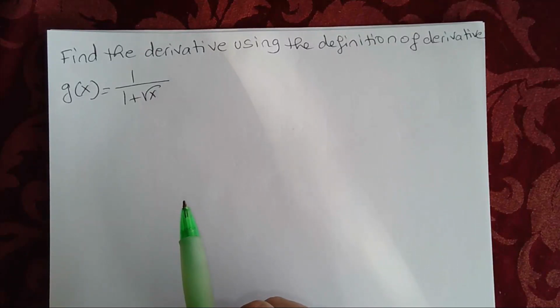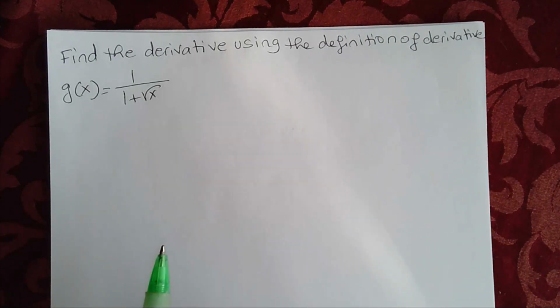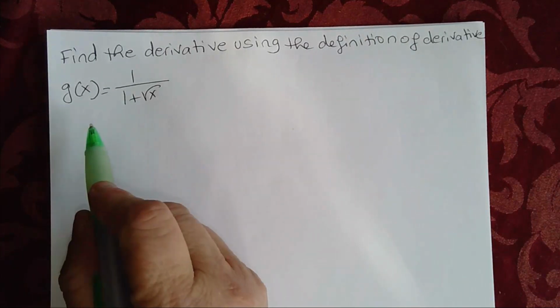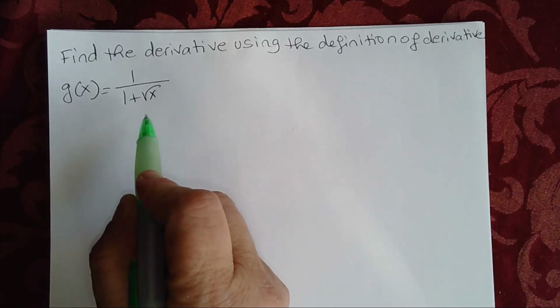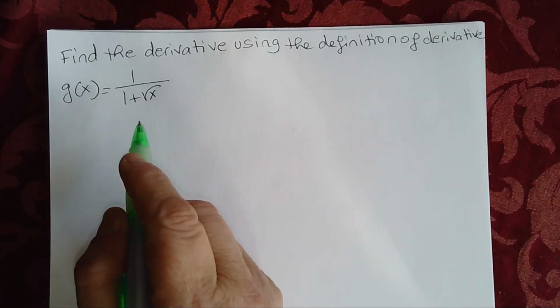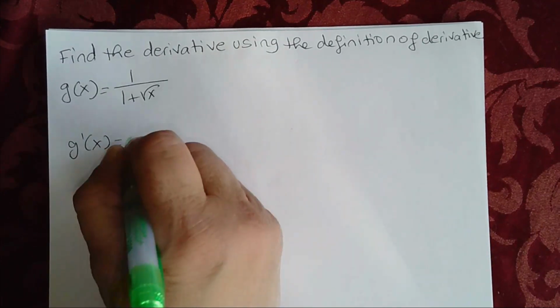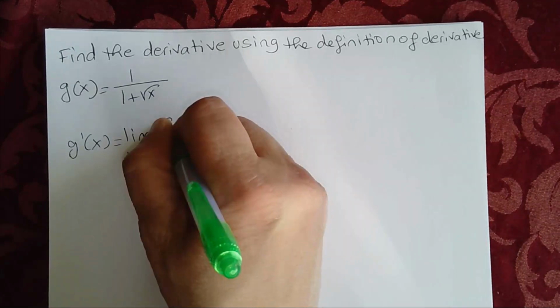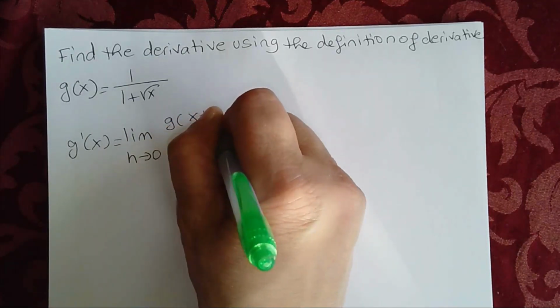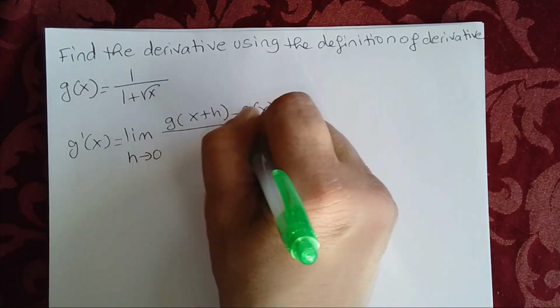Hello, everybody. Today we're going to find the derivative using the definition of derivative. Our function is g of x equal to 1 over 1 plus square root of x. Now, the derivative, g prime of x, would be the limit as h approaches 0 of g of x plus h minus g of x, over h.